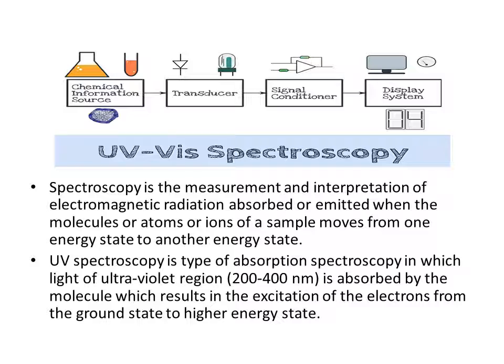So what is going to be the basic block diagram? A chemical is going to be there. It is the information source. Then we are going to have a transducer, a signal conditioner, and a display system. These are going to be the important parts of your spectrometer.